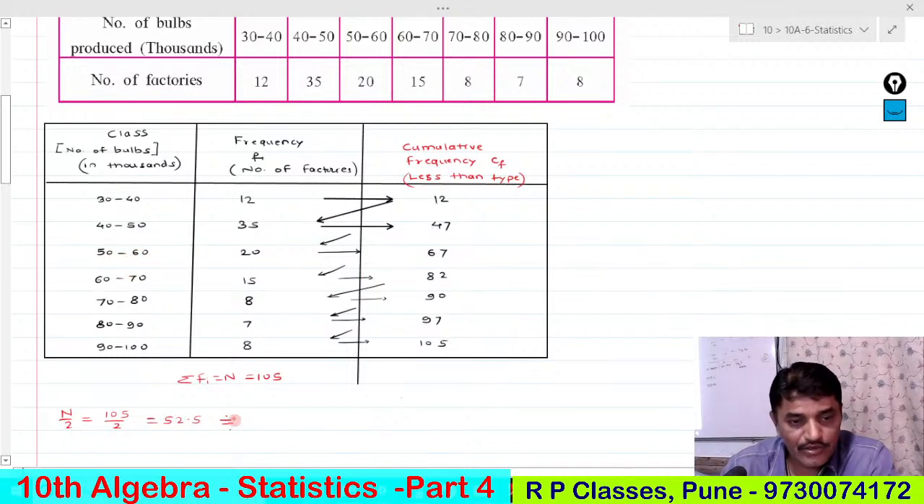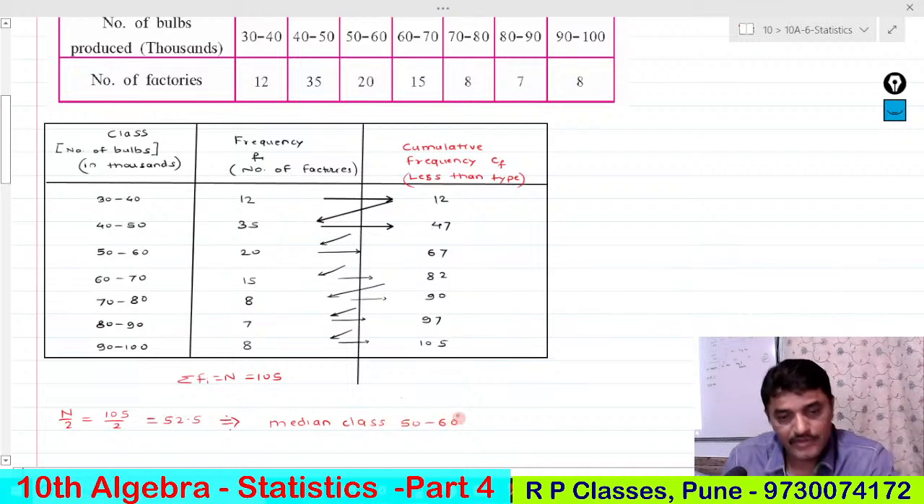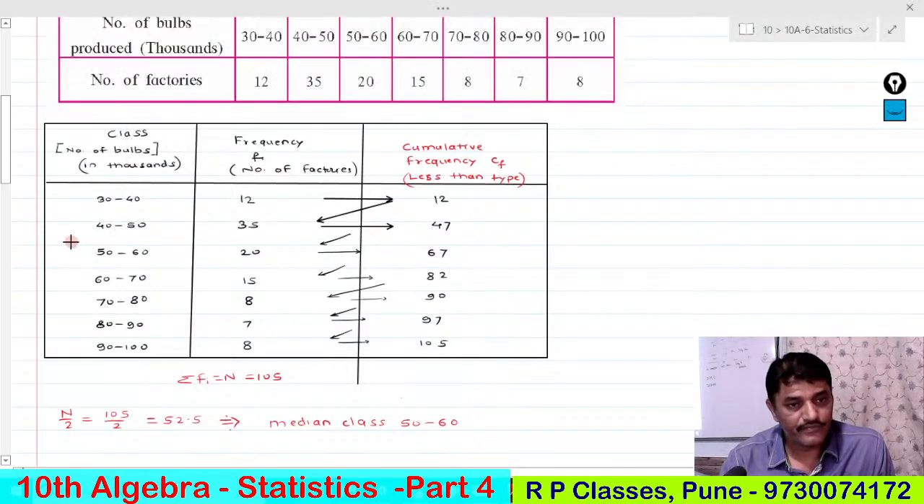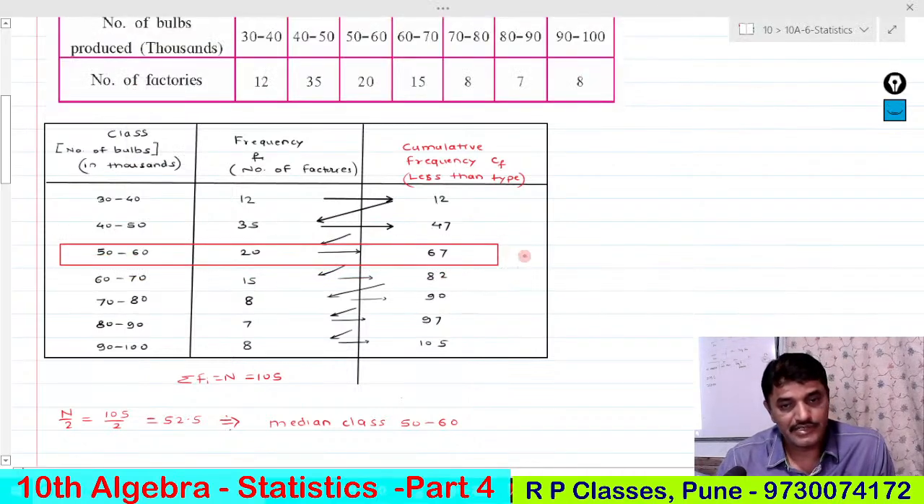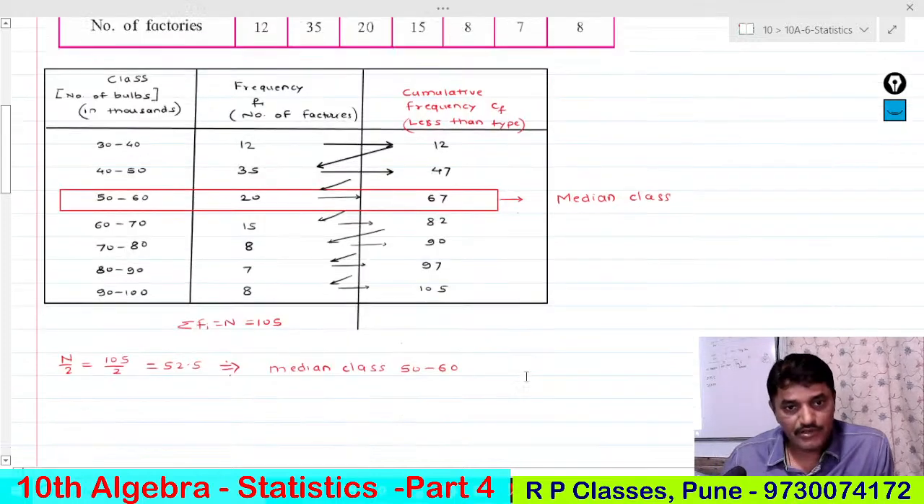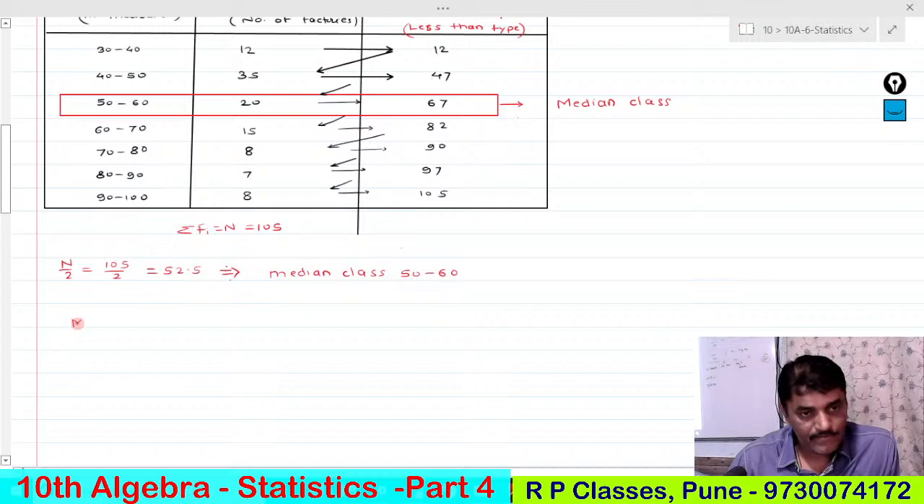So what will be the median class? The median class is 50 to 60. This will be our median class. Let us mark the median class. After marking it, we'll say this is the median class. Now we have to write the formula. Median is equal to L plus (n by 2 minus CF) divided by F, into H.